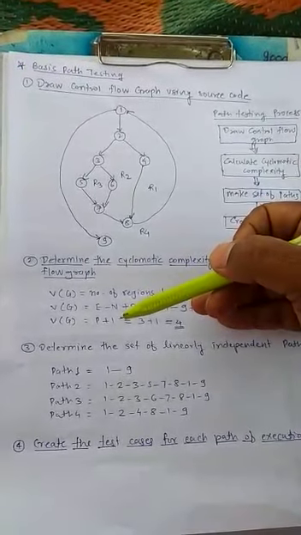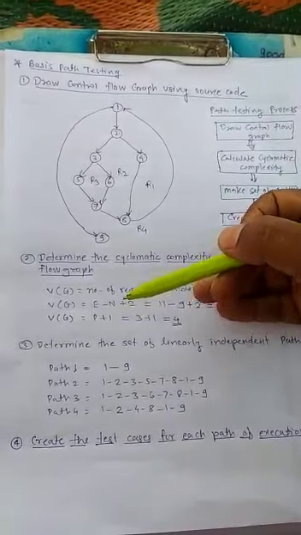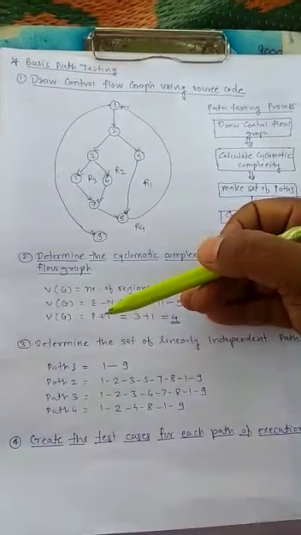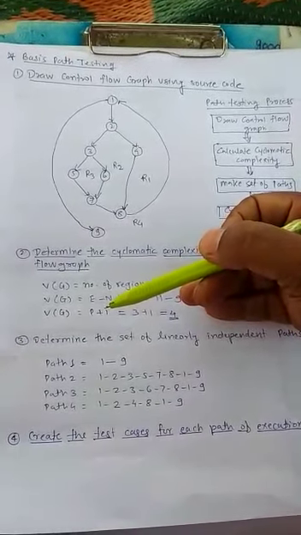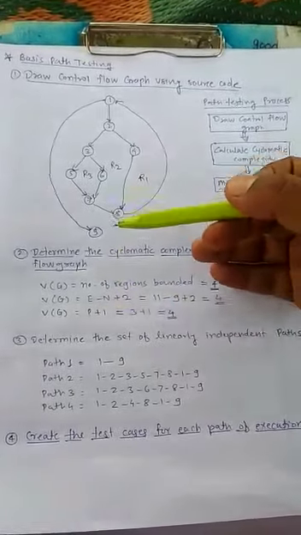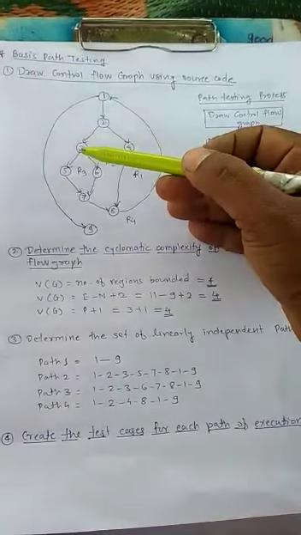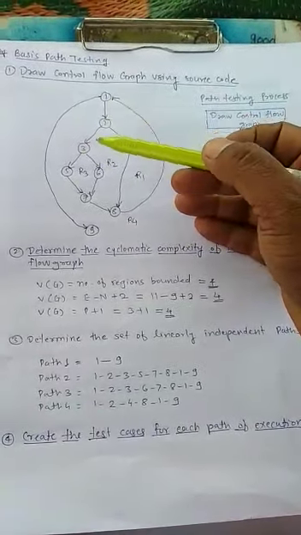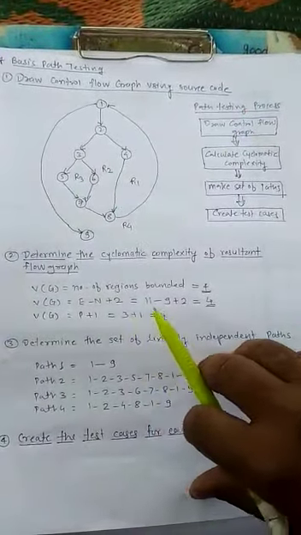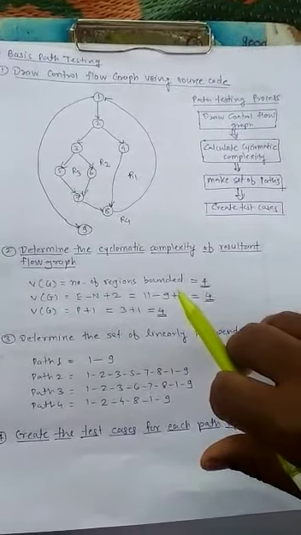The third way to compute the cyclomatic complexity is P plus 1, where P is the number of predicate nodes. Predicate nodes are the nodes which have a condition and create 2 different branches. Here the predicate nodes are 1, 2 and 3. A total of 3 predicate nodes are there. So the complexity is 3 plus 1, which is 4. That means our cyclomatic complexity is 4.